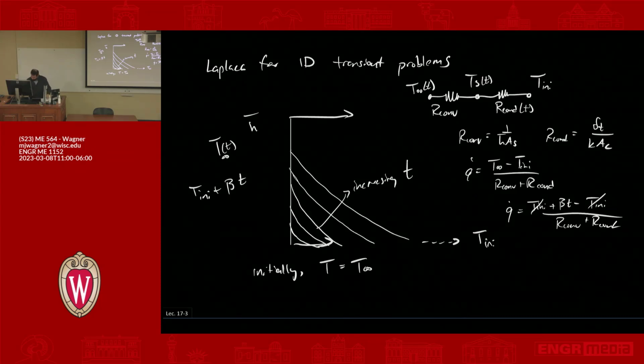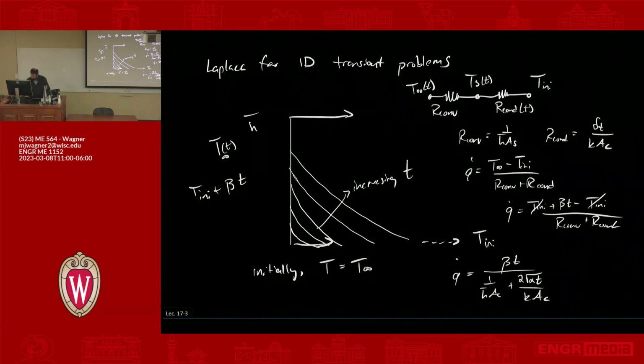Let's write that out all the way. Q dot is equal to beta t over 1 over h bar A s plus delta T over k A c. Let's write out delta T. What was that expression? It was 2 square root of alpha t. So we can make that substitution here: 2 square root of alpha t, that's our thickness, over k A c.